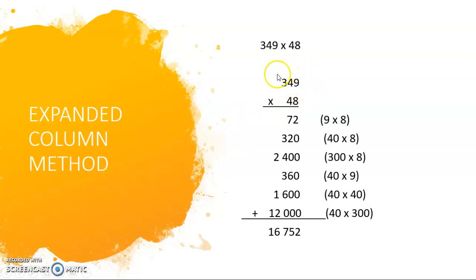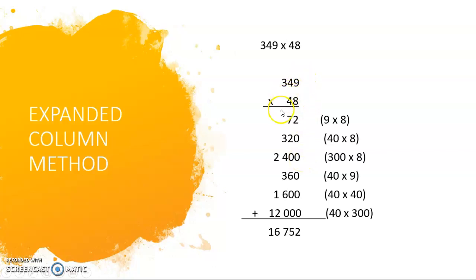Then we can also have our expanded column method. Here, you will take your number at the top and multiply all of it with the 8. Here you can see 9 times 8 will give me 72. Very important here to remember is that you are not multiplying the 8 with 4, but actually with 40, which will give you 320. Then you are multiplying your 8 not with a 3, but with 300, which will give you an answer of 2,400.